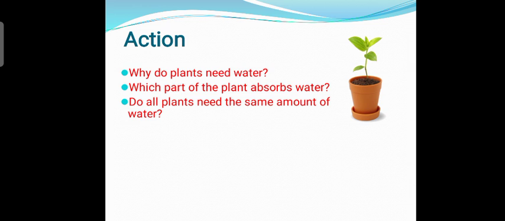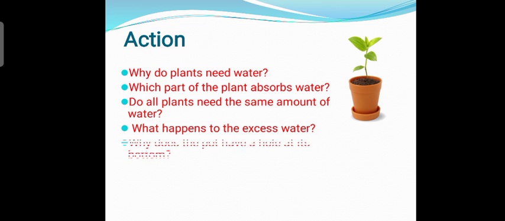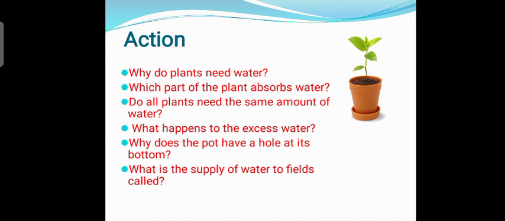Do all plants need the same amount of water? No, all plants do not need same amount of water. Every plant is having its own requirement of water. What happens to the excess water? Students, you have noticed in your gardens also that whenever you are giving extra water to the plant, then the extra water is coming out or it is drained out through the holes present at the bottom of the pot. Why does the pot have a hole at its bottom? So this is the only purpose of holes, that the extra water can be drained out through the pot.